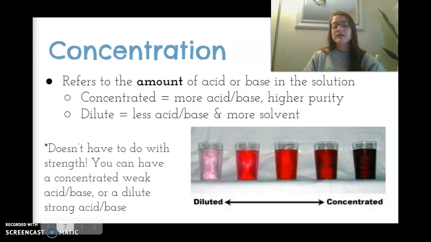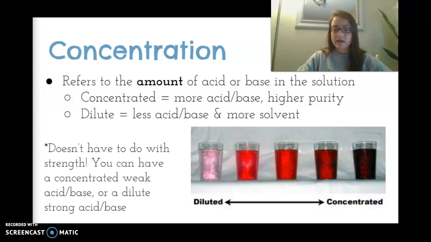Concentration refers to the amount of acid or base in the solution. So you should recognize the term concentration from our work with Le Chatelier's principle. Remember that changing the concentration of something in a reversible reaction was one way to stress the system. So our concentration, as far as acids and bases go, refers to how much acid or base is in the solution. And we know this term concentrated.